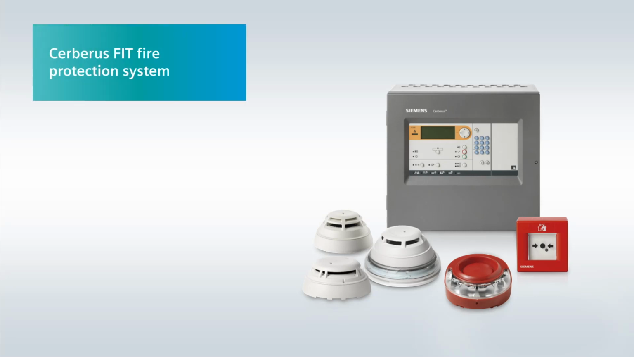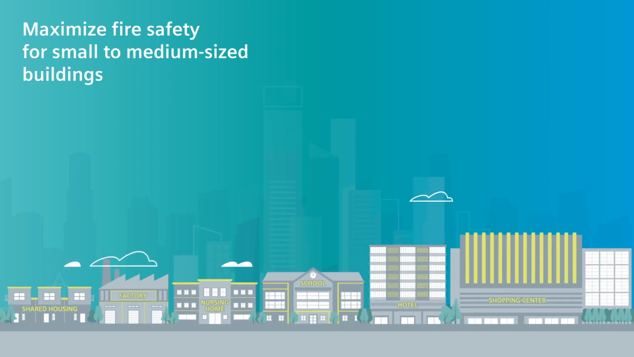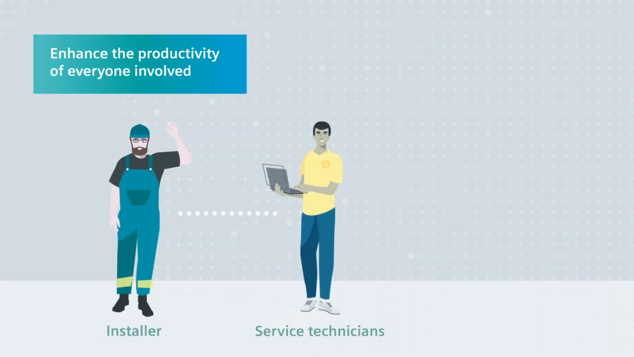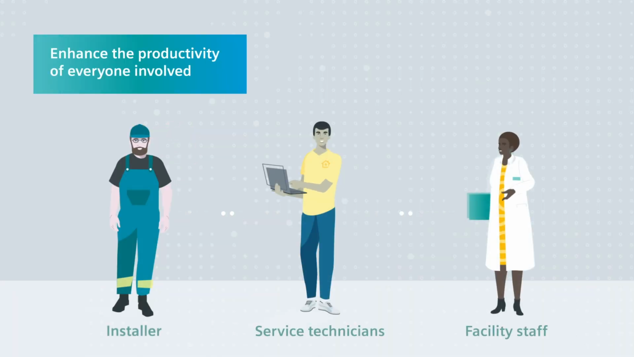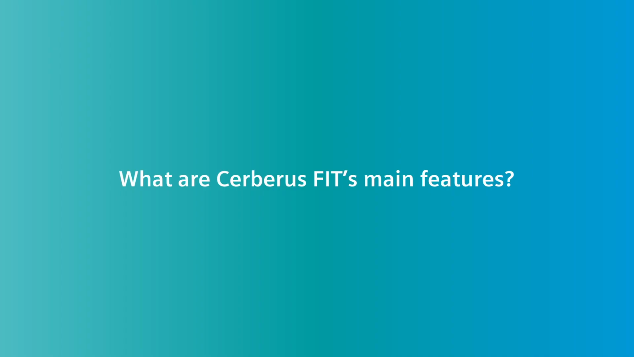Cerberus FIT fire protection system from Siemens has been designed to maximize fire safety for small to medium-sized buildings and their occupants. The system helps to enhance the productivity of installers, service technicians, and facility staff. What are Cerberus FIT's main features?